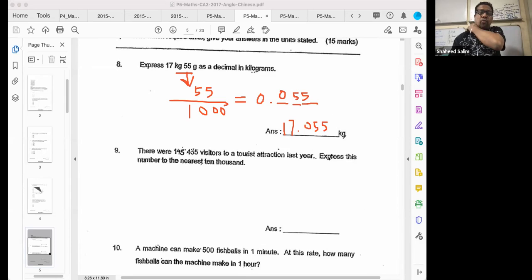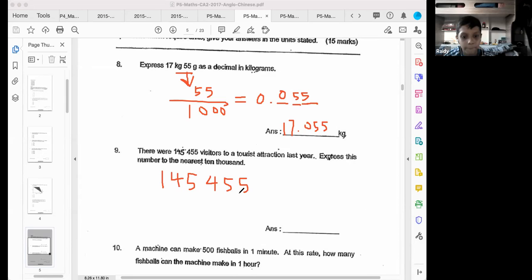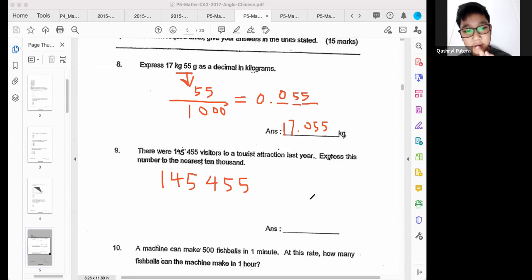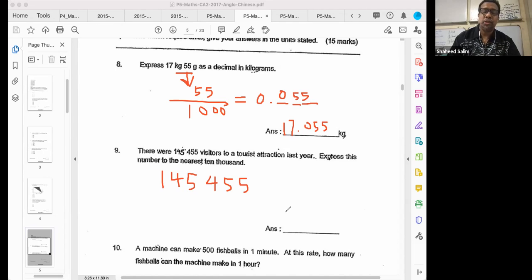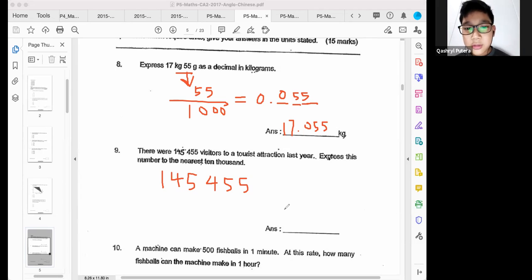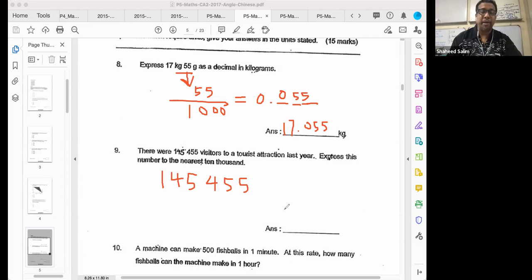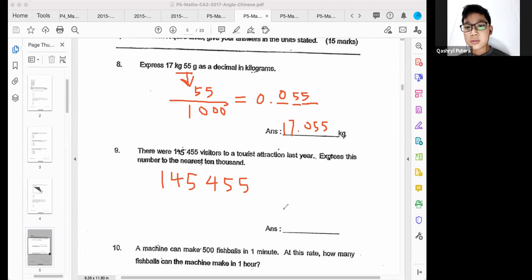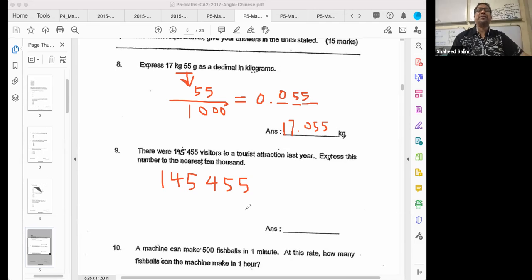Now the next one. How to express this to the nearest 10,000? You must identify which one is the 10,000 place. So we ask Mr. Putra. Putra, which digit is in the 10,000 place? Is it 6, 7, or 8? Which digit is in the 10,000 place? Is it digit 1, digit 7, digit 4, digit 3, digit 5? Some of the digits that I read out are not there. I want to see whether you're paying attention or not. Okay, which digit is in the 10,000 place?